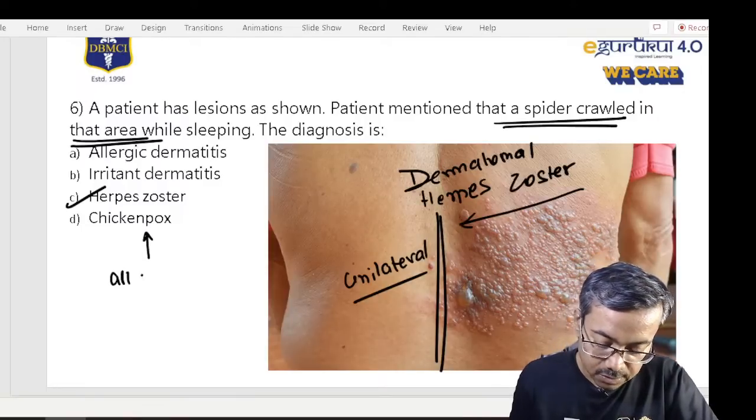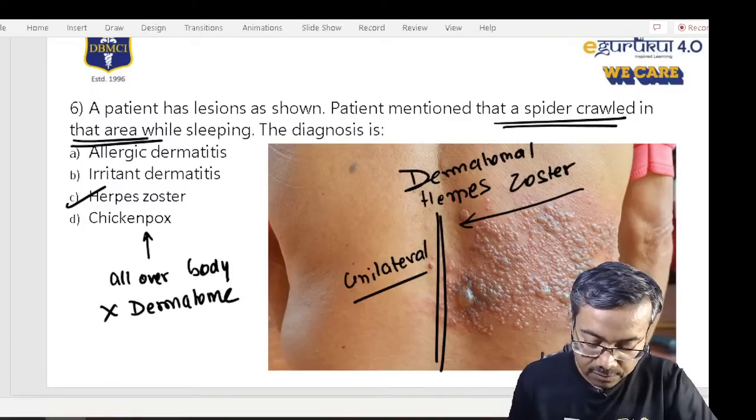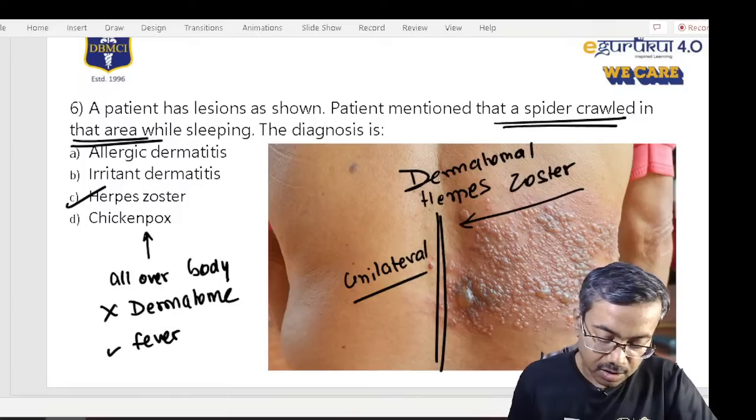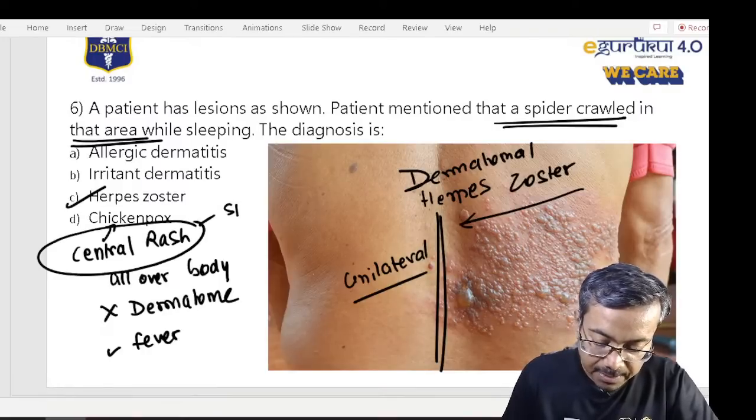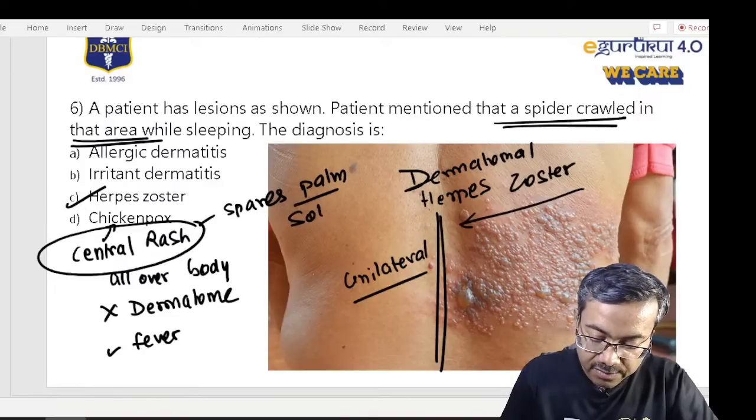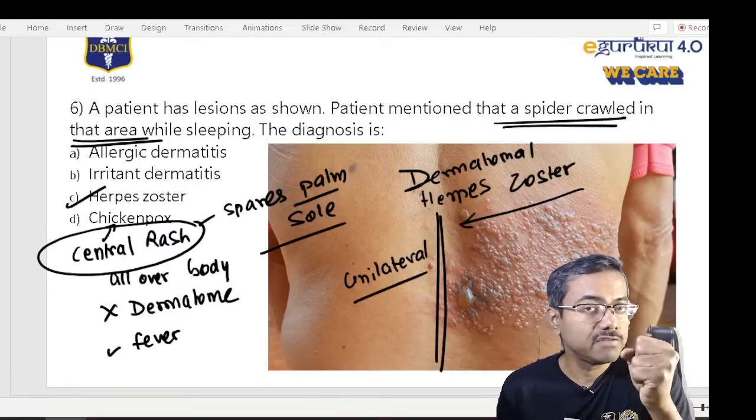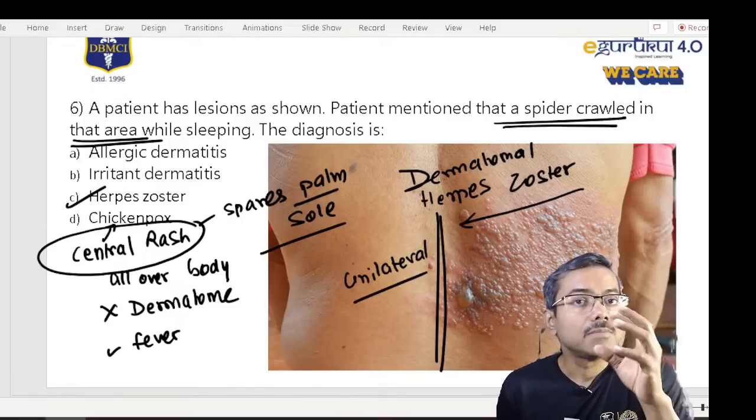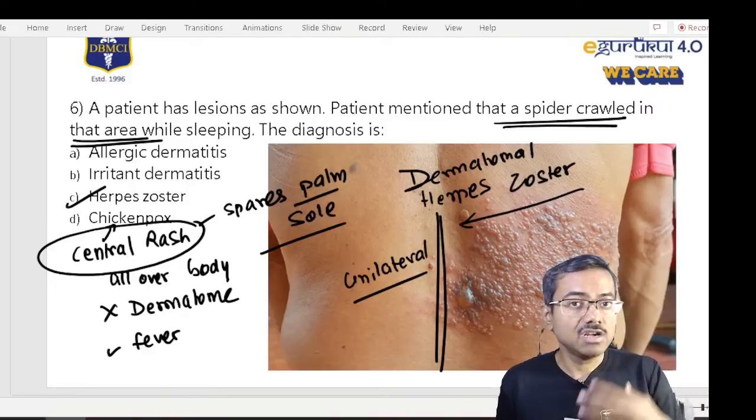Chickenpox will be all over the body. That's the first point. And it'll not be along the dermatome, right? Plus you would expect a bit of fever to come in chickenpox. And usually chickenpox is called a central rash. What do you mean by a central rash? It spares the palm and the sole. Now this is how you differentiate, by the way, from hand foot mouth disease and infantile scabies. Hand foot mouth disease would also have fever, but it'll be on the hand and the foot. Chickenpox is also having fever, but it's not involving the hand or the foot. It's a central rash, not an acral rash.